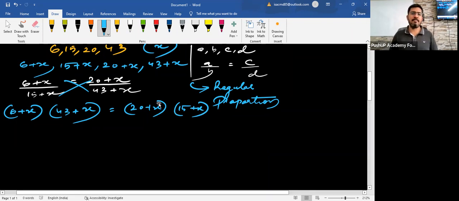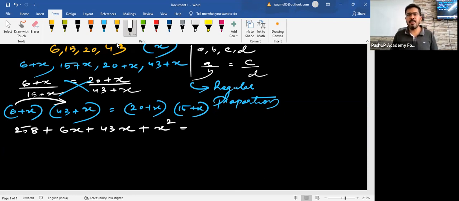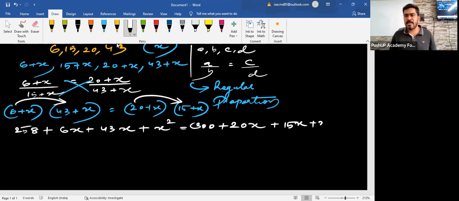Okay. Now you have to simplify this. Let's open the brackets. 6 into 43 is what? 258 plus 6 into x is 6x. 43 into x is 43x plus x into x is x square, which is equal to, let's open the brackets on the right hand side. Janice, you can see from there. It's clear? You're able to manage? Which is equal to 20 into 15. How much? 300 plus 20 into x is 20x plus 15 into x is 15x plus x into x, which is x square.